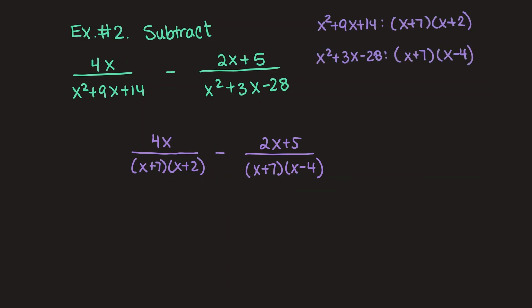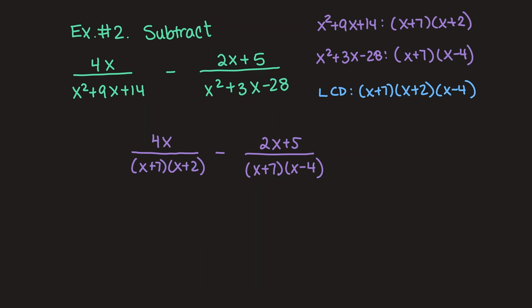So in order to be a multiple of x squared plus 9x plus 14, we will need at least one factor of x plus 7 and x plus 2. So we will include these in our LCD. And in order to be a multiple of x squared plus 3x minus 28, we will need at least one factor of x plus 7 and x minus 4. So since we already have at least one factor of x plus 7, this condition is held, and we'll just need to include the factor of x minus 4. Therefore, these three factors will be our LCD.